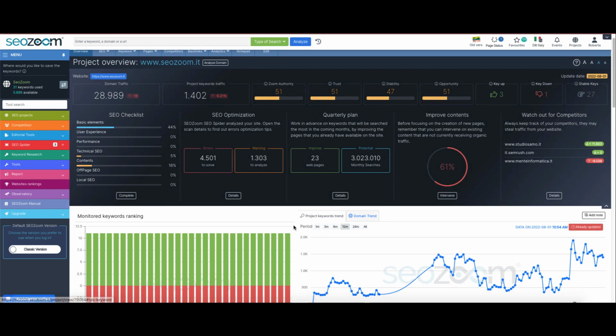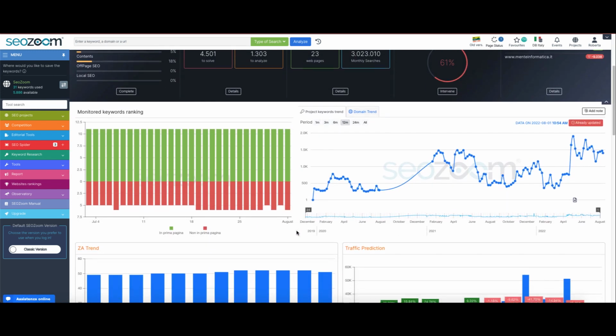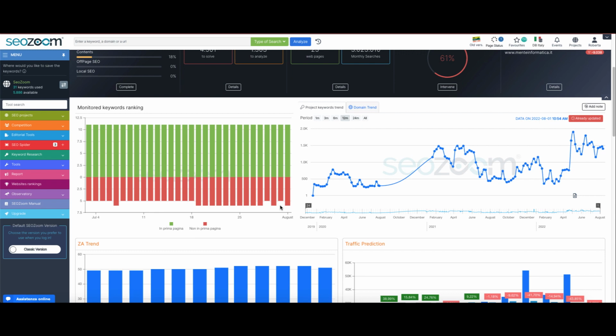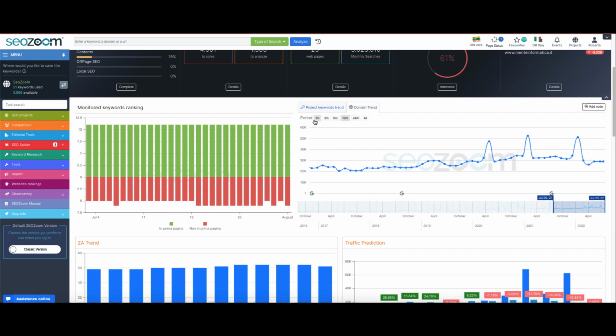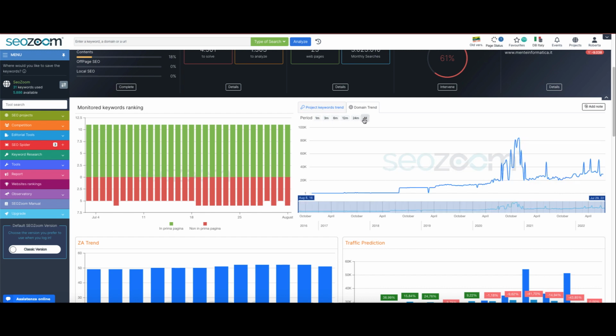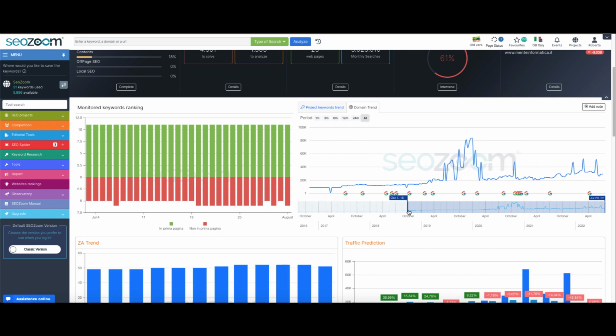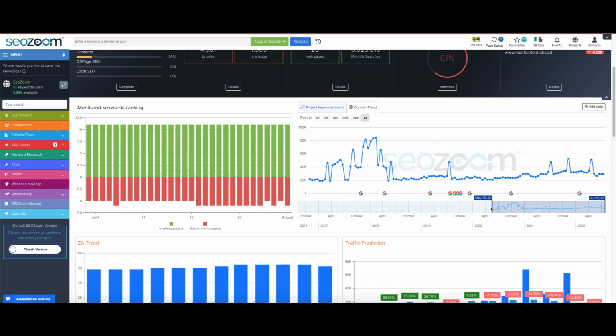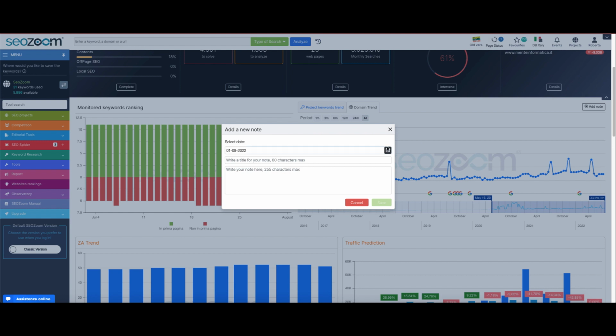Scrolling down the first screen, we can see right away the trend over time of the project keywords and the one of the whole domain, both by looking at a specific selected period, which we can select here at the top, or by clicking on All to see the complete set of data we have right now in the database. Here at the bottom of the domain trend graph, we can also find indications of all the Google algorithmic updates, while from this button, you can add a note to remember, for instance, a particular optimization activity implemented on the analyzed website.